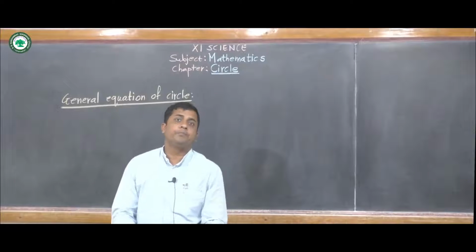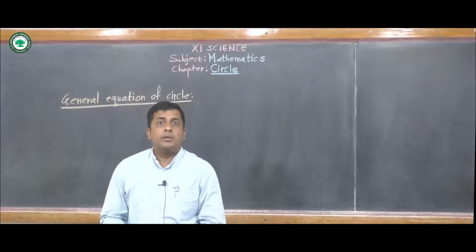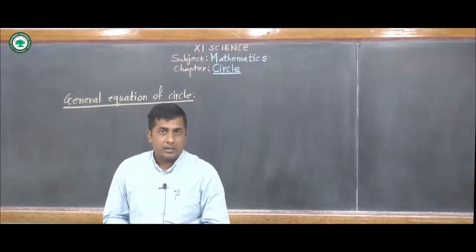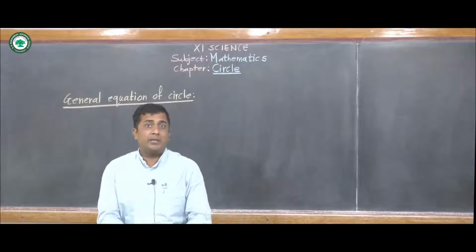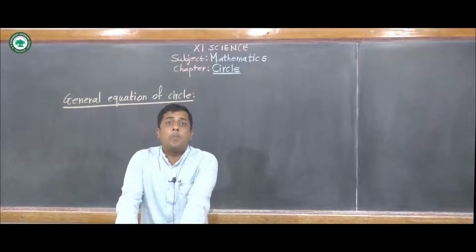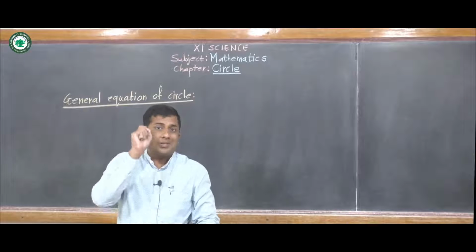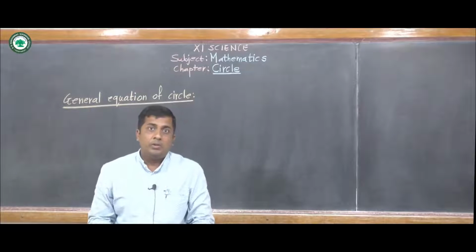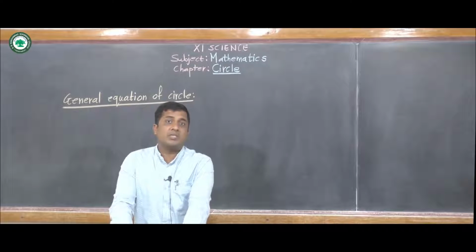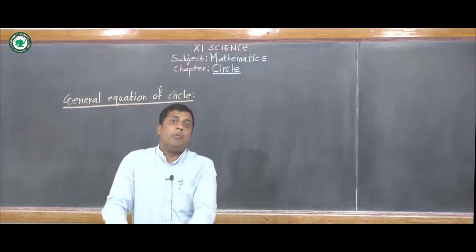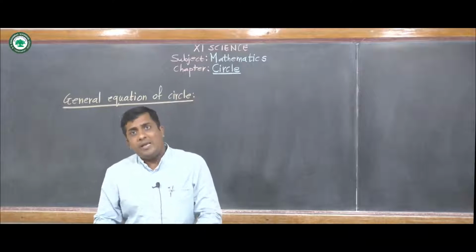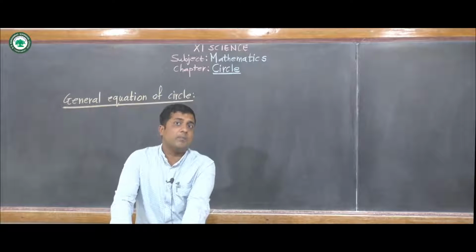Hello everyone. In the previous lecture we studied the concepts related to the chapter circle, and in that we saw different forms of the equation of a circle. Here we saw the standard form, then the center-radius form, and lastly the diameter form. We also saw various examples depending on these forms.